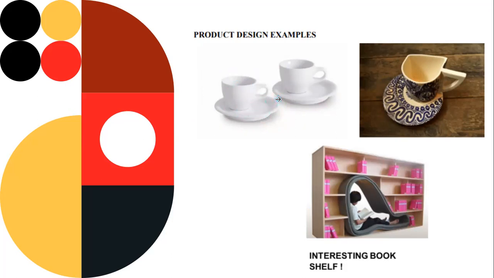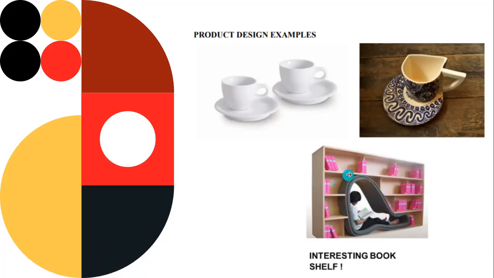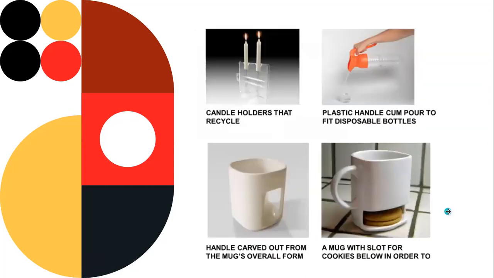Something very simple. Now look at this bookshelf over here. This is also a very interesting look, right? You have a lot of books and inside that you have a space for very comfortable reading. So that is a very interesting bookshelf. Then there are candle holders that can recycle. This is also very sustainable. Just imagine all the candles are melting, and all the wax falls into another candle, so it is forming another candle. You can see that it is actually being recycled, and none of it is going to waste.